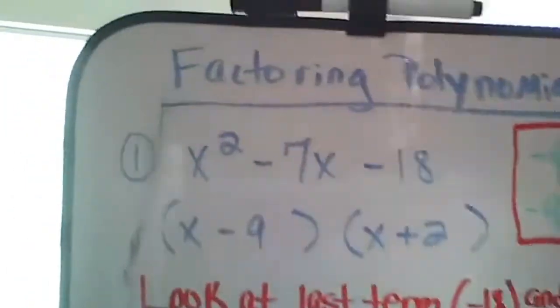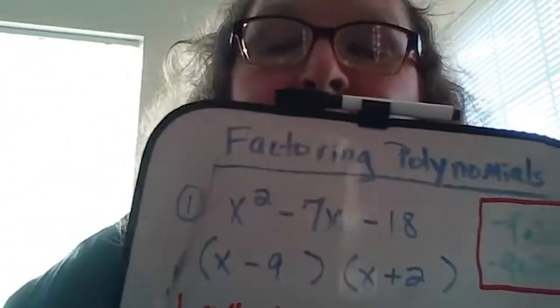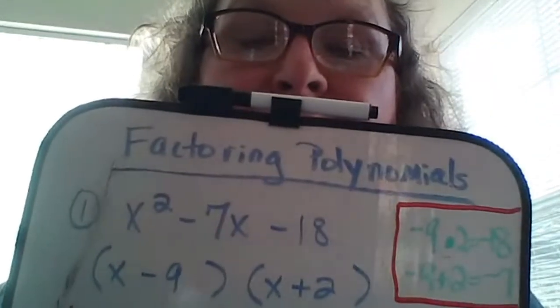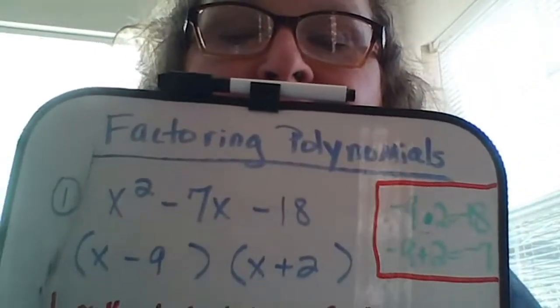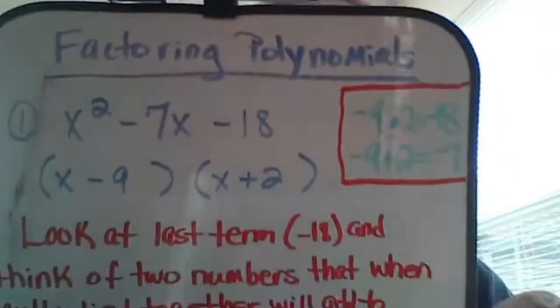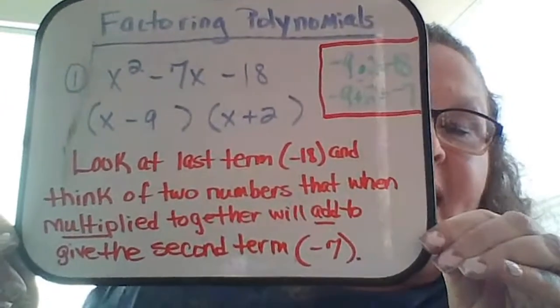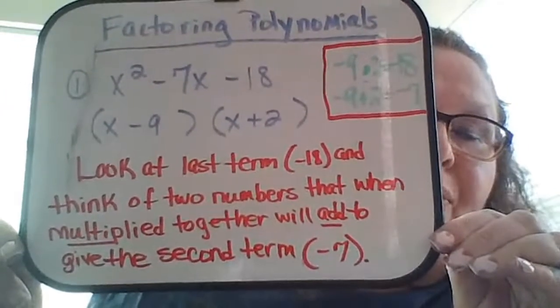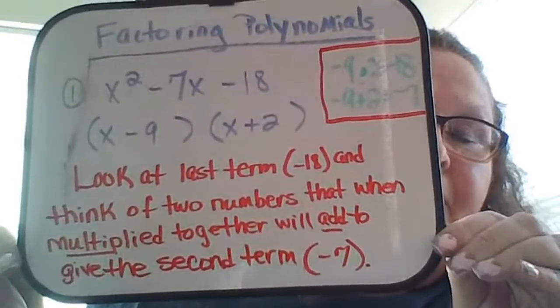If you see what I have written there in green, I'm still learning how to navigate this thing. You will see that I've written that negative 9 times 2 is negative 18, and negative 9 plus 2 is negative 7. So just make sure you remember what I have written there in red. That's what you're going to be using or thinking about each time you need to factor a polynomial.